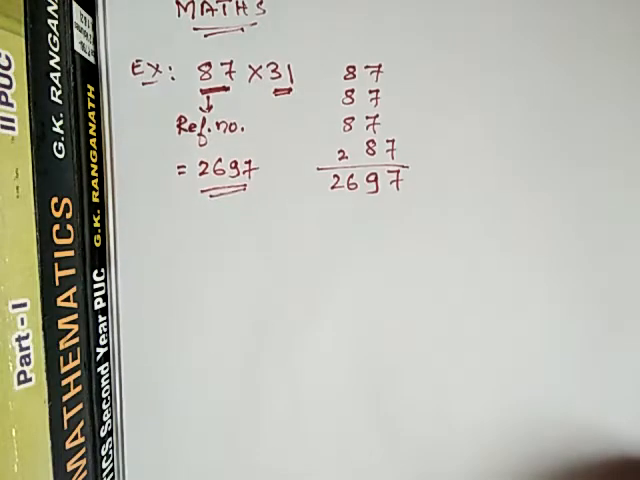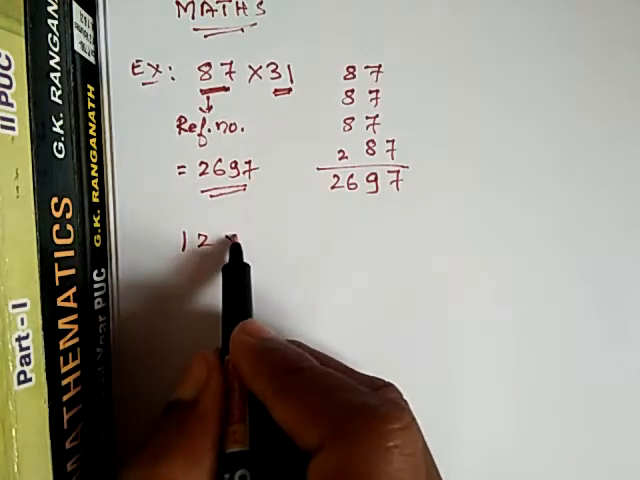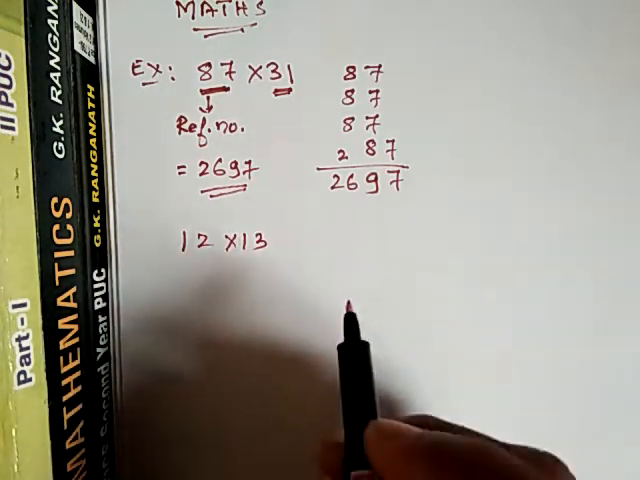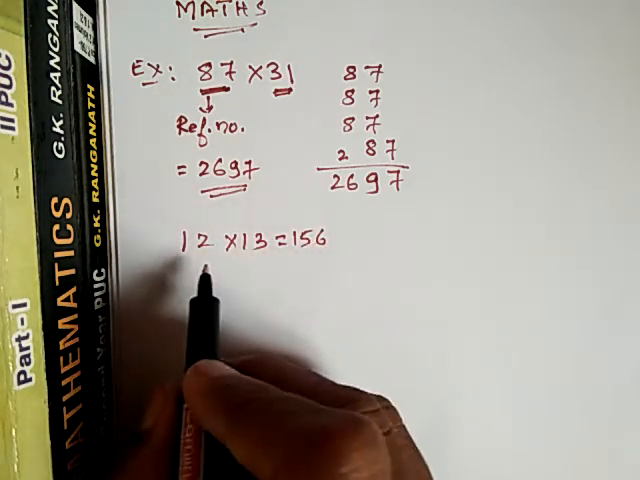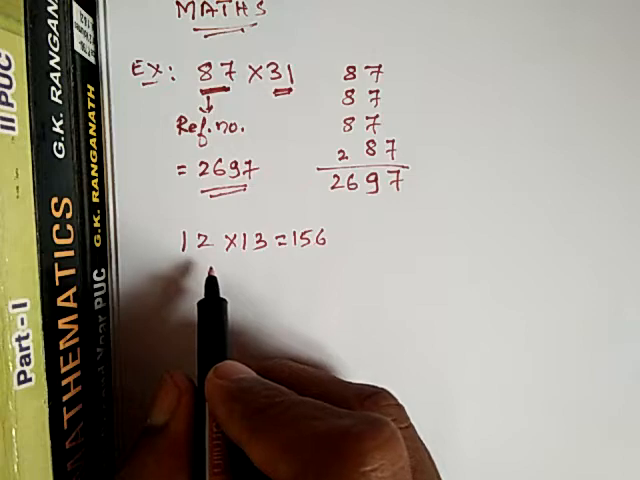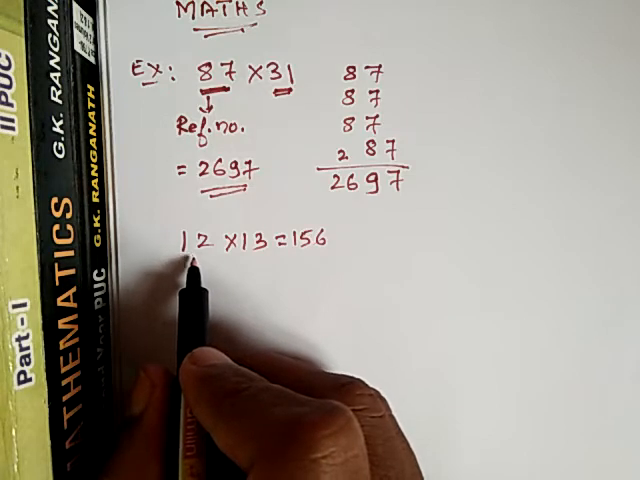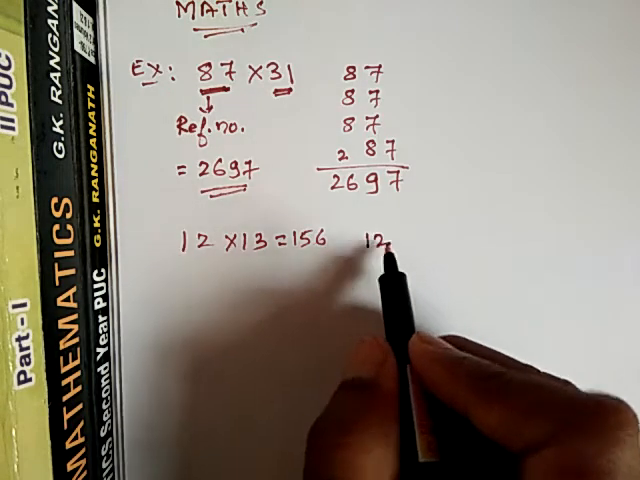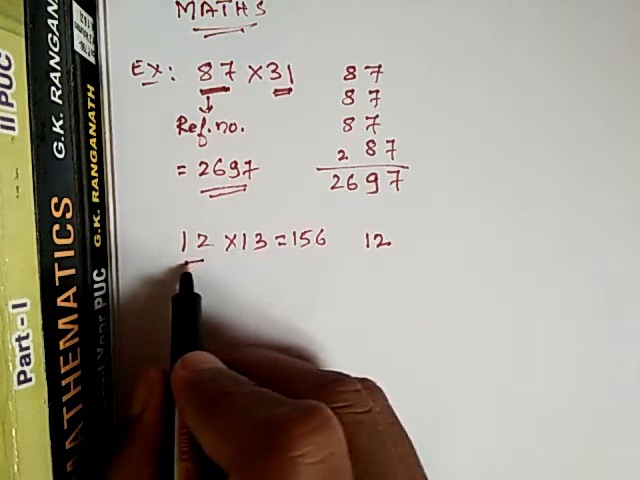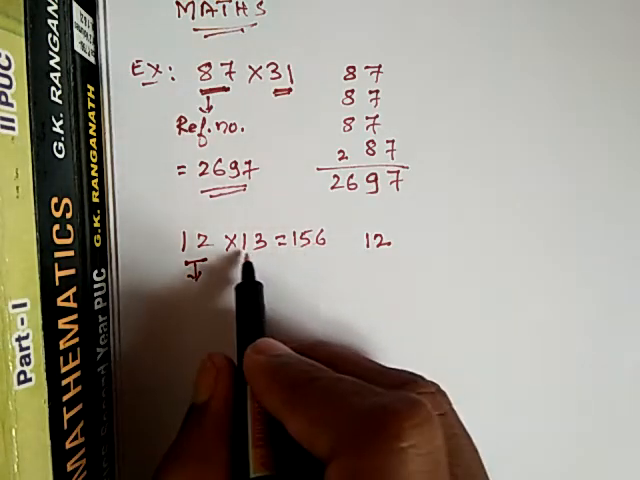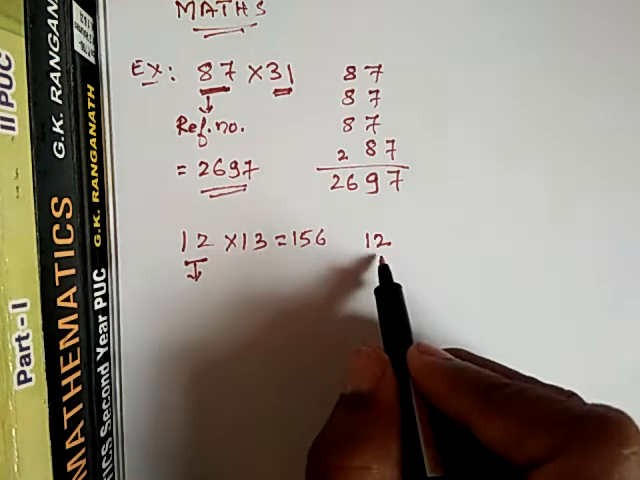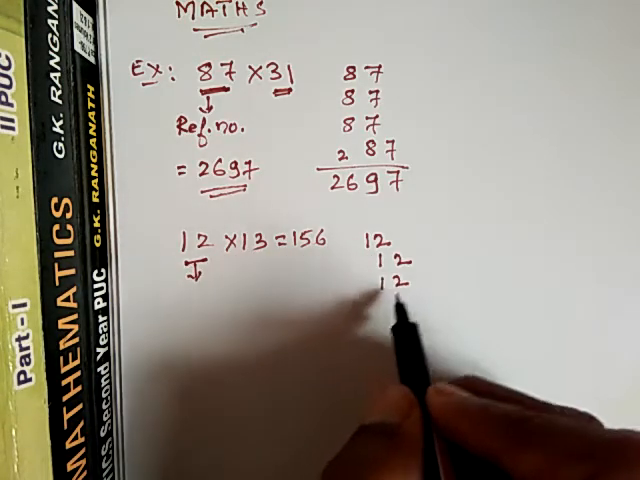So one more example I will take. So 12 into 13. So how to multiply this one? Okay, as we know 12 into 13 is 156, but you can write like this. You can consider any one of the numbers as the reference number here. So 12 I will write one time here. 12 I will write once here. So this number I will take as the reference number here, 13. So once I have written here 12. So next 3 times you have to write here 12, 12, 12.